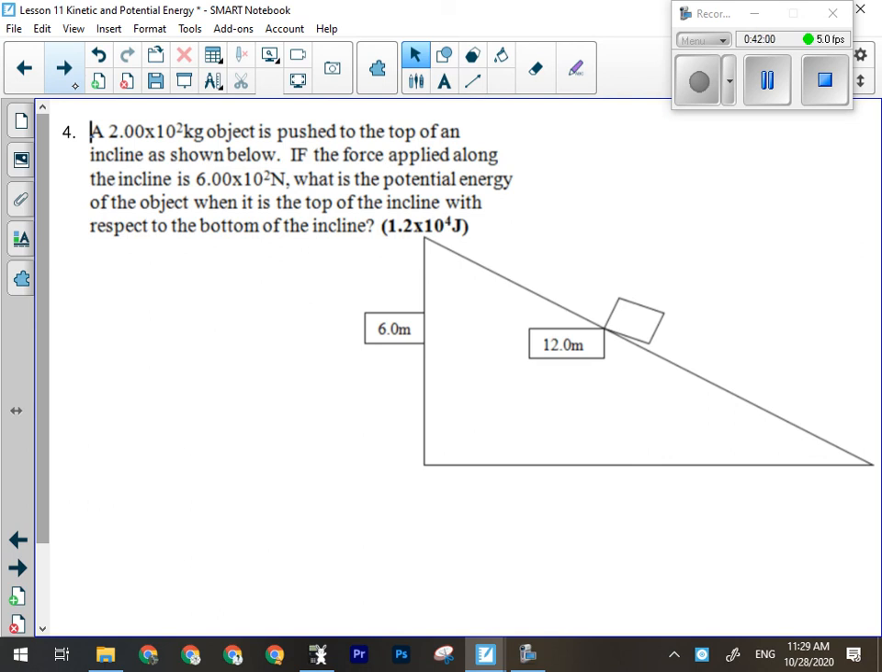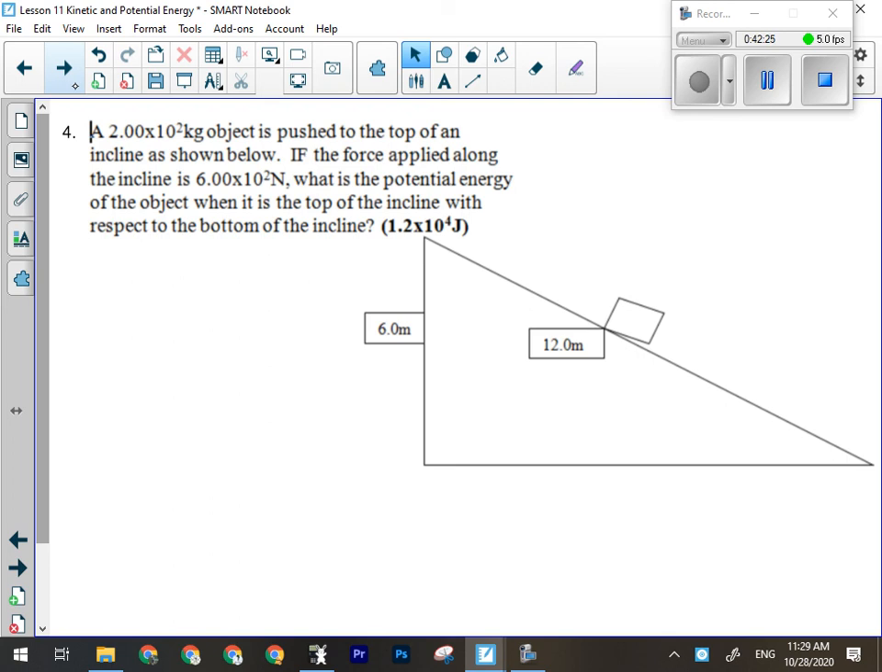Okay, when you look at this question, does it sound like there's a fair amount of work involved in it? It talks about pushing this thing up the incline. It tells you the force that's used to push it up the incline, and asks you to calculate the potential energy when it's at the top. How many calculations do I have to do to get that? 1.